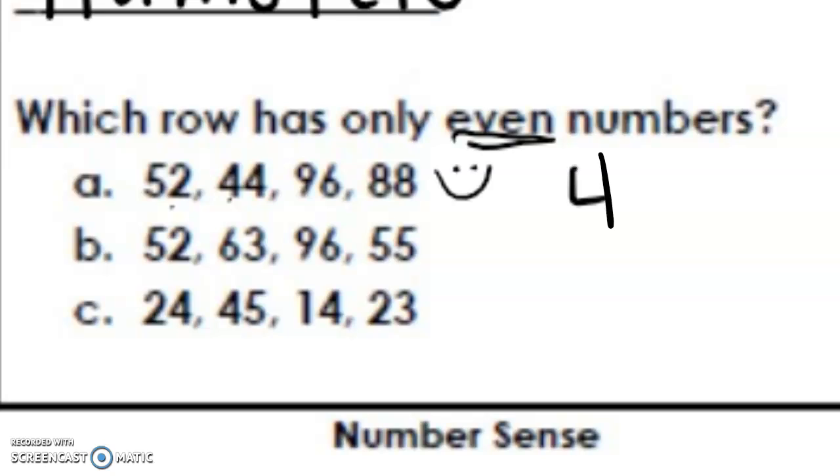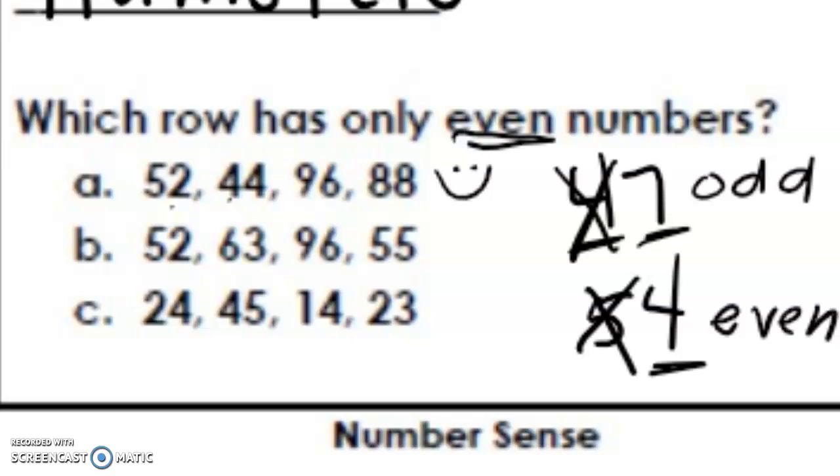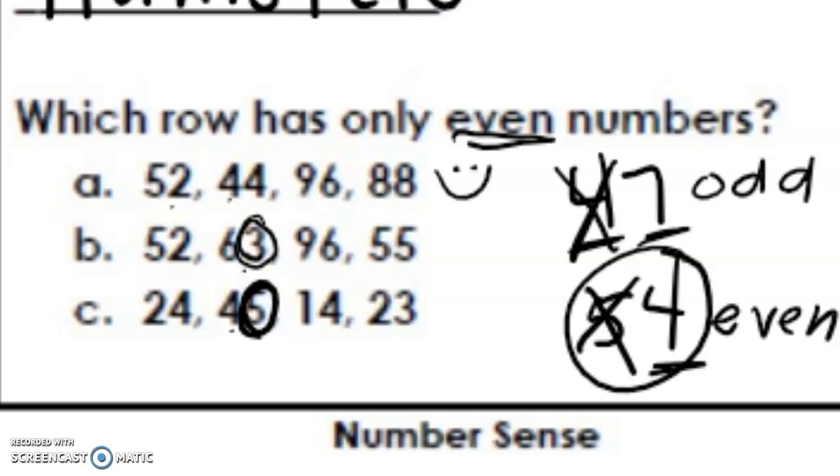If it's 2 digits, oops, that's not what I meant, right? Are we looking at our tens place? No, we're looking at our ones place. That's what tells us if a number is odd or even. And remember, even means that we can divide it by 2, or if we count by 2s, we'll get to that number. So if we look at this, 52, that's even. 63, nope, that 3 makes it odd. Let's go to the last option, 24, that's even. 45, that makes it odd. So those can't be our answer. So our answer is A.